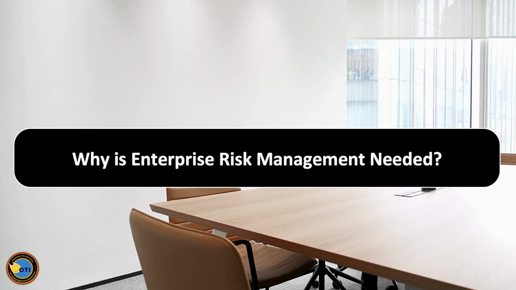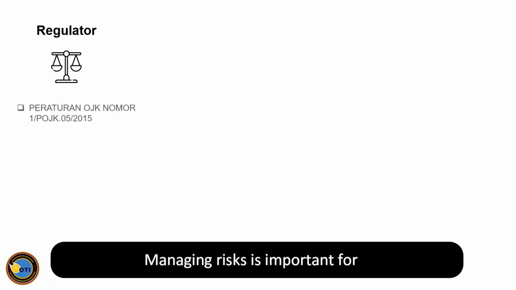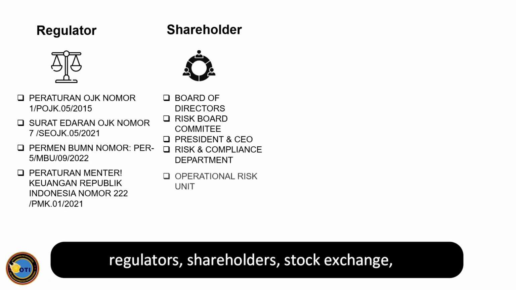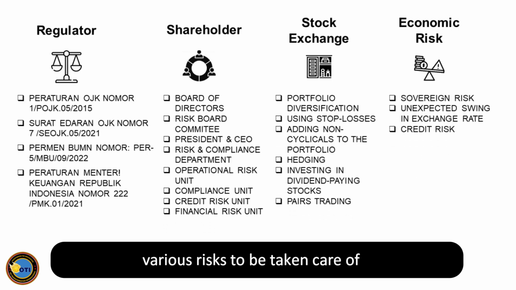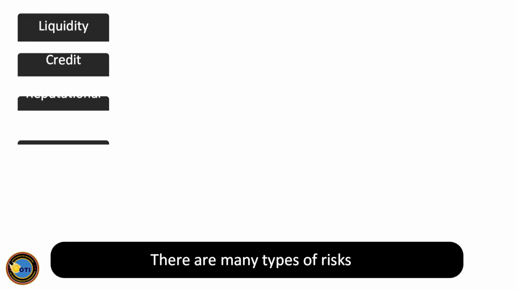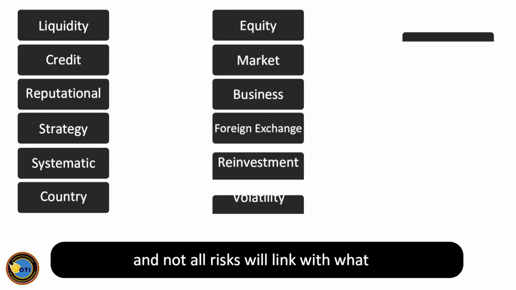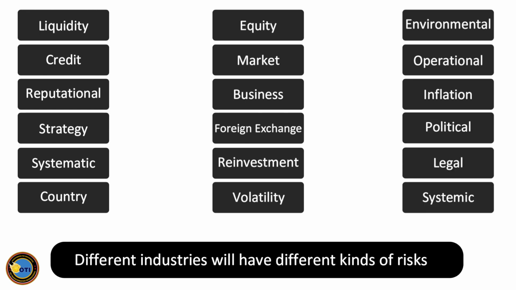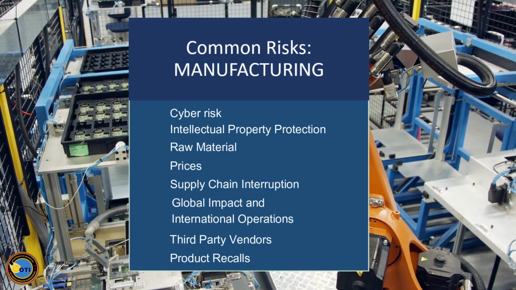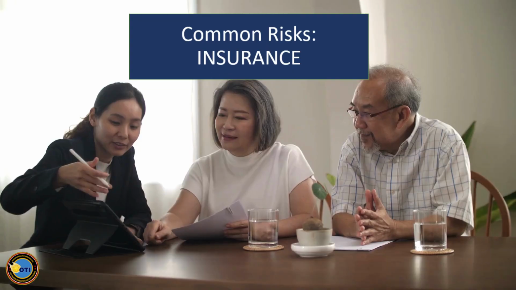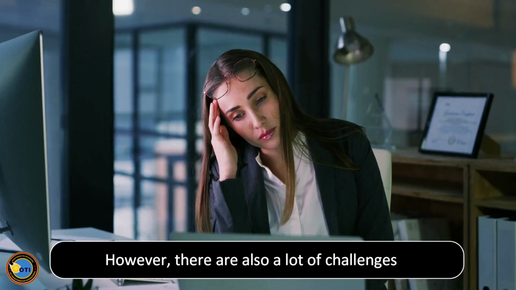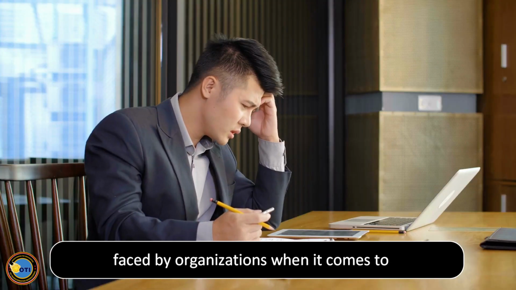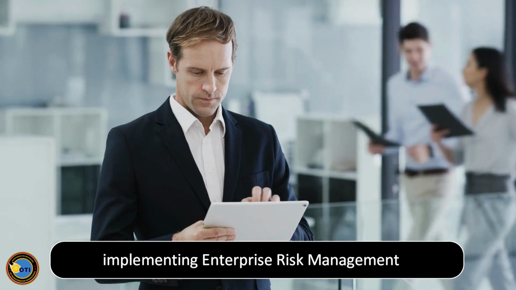Why is enterprise risk management needed? Managing risk is important for regulators, shareholders, stock exchange, and the organization's management. Various risks need to be taken care of. There are many types of risks, and not all risks will link with what your requirements are. Different industries will have different kinds of risks. For example, these are some common risks in the manufacturing industry and the insurance industry, as well as the healthcare industry. However, there are also a lot of challenges faced by organizations when it comes to implementing enterprise risk management.